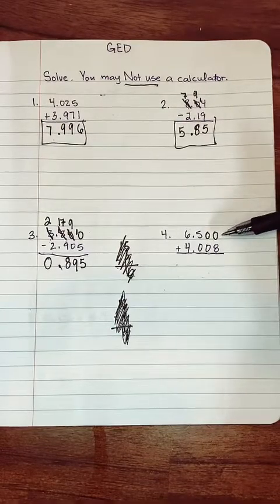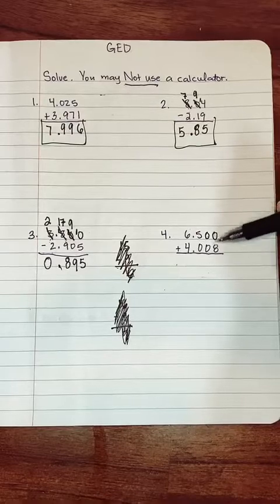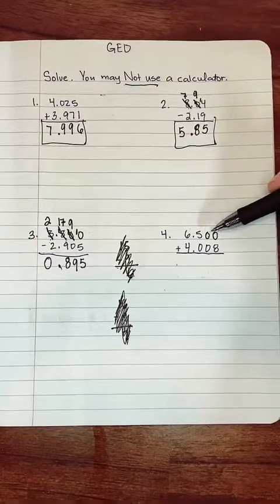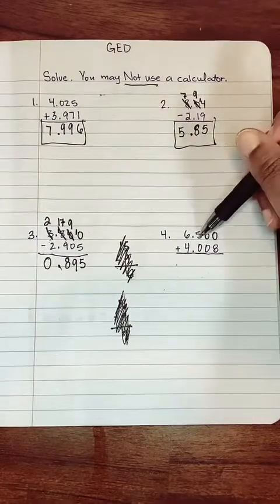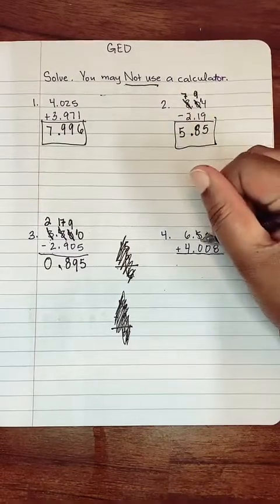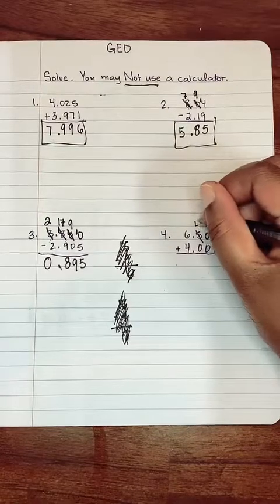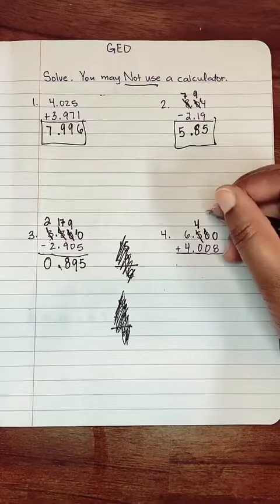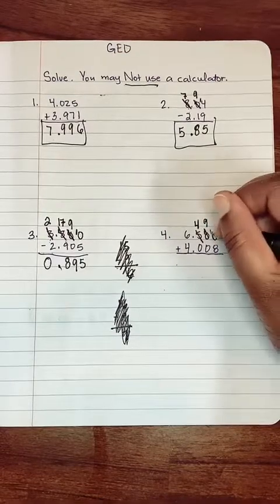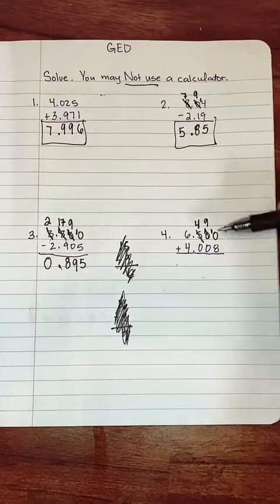So now I have to go to my 5. I borrow 1 from it. So I make this a 4. This goes to a 10. This is a 9. And then I'll put the 10 here. Well, 10 minus, oh, this is plus. I'm tripping. You guys, I am tripping. This is plus. This is even easier.